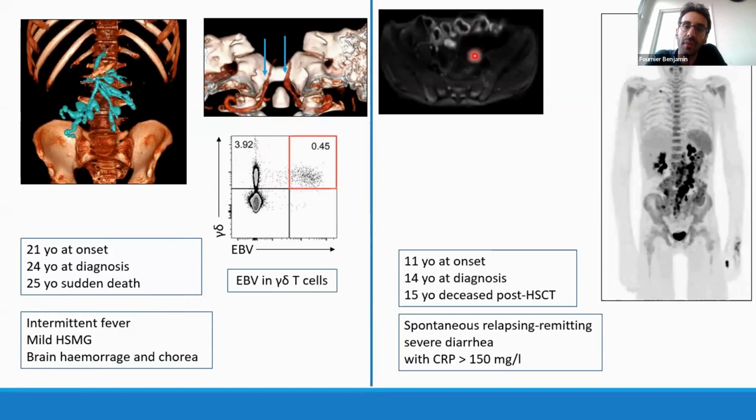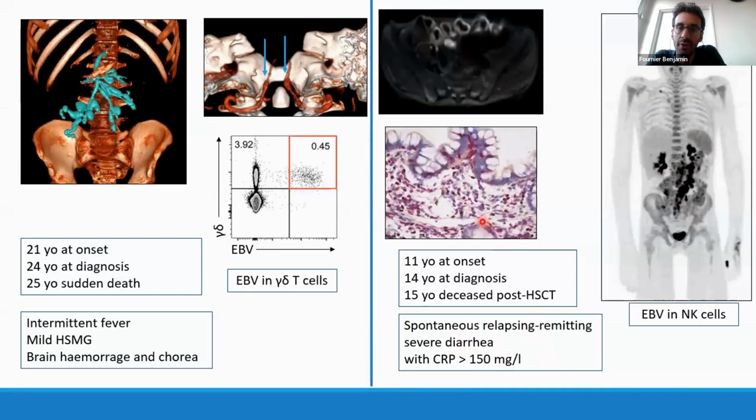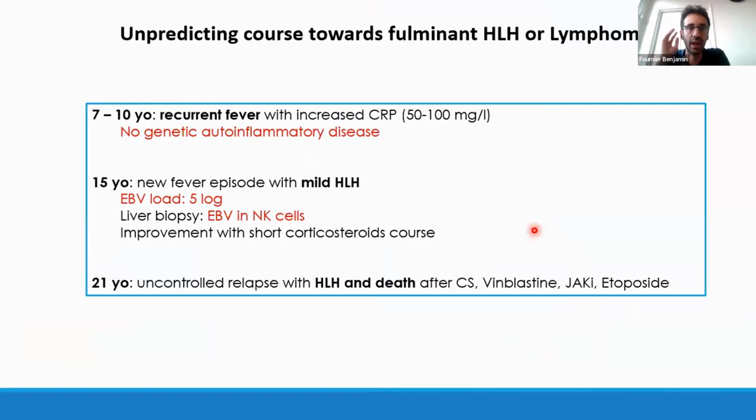And he has a phenotype of inflammatory bowel disease, but you can see also in the MRI there are a lot of lymph nodes here, and he had severe diarrhea, increased inflammatory markers, infected NK cells, both in the tissue and in the blood, and unfortunately he died after HSCT. And here it's also to show you the very difficult to predict course of this patient.